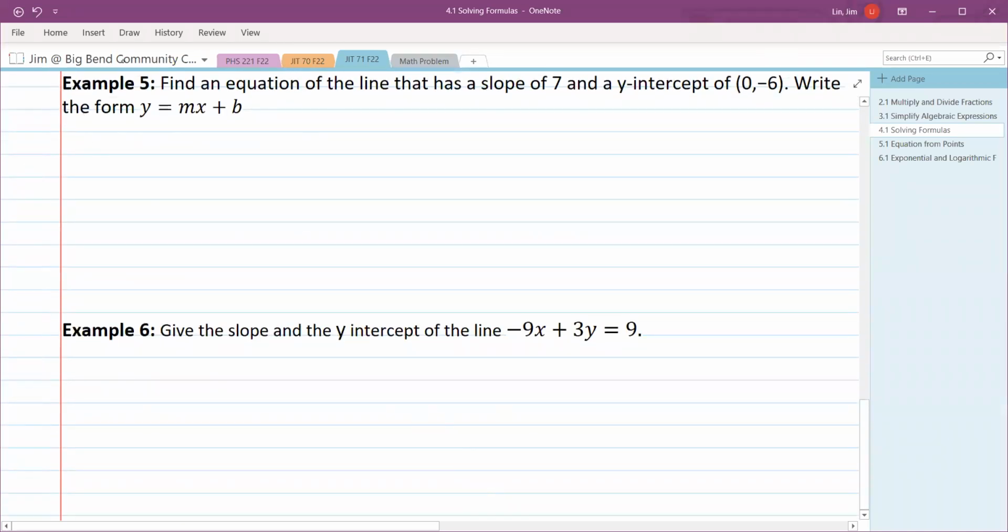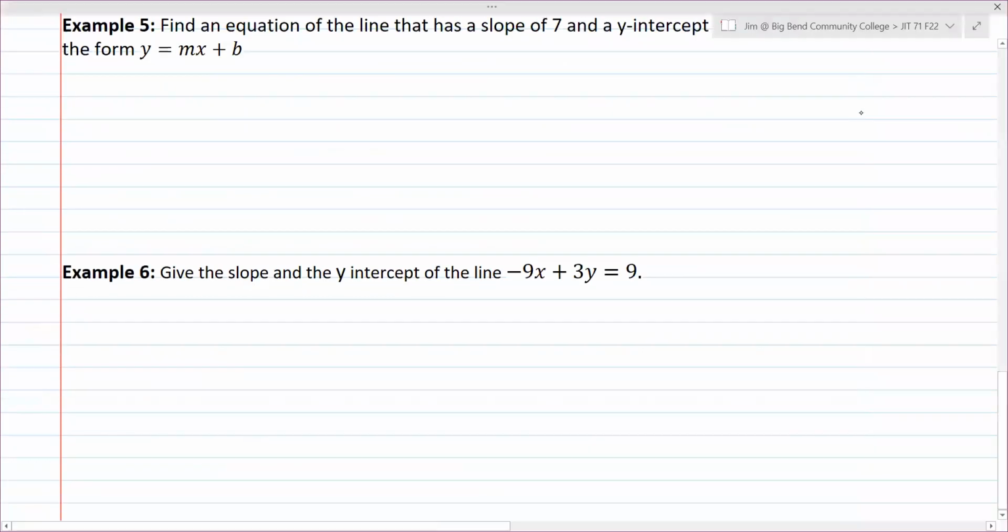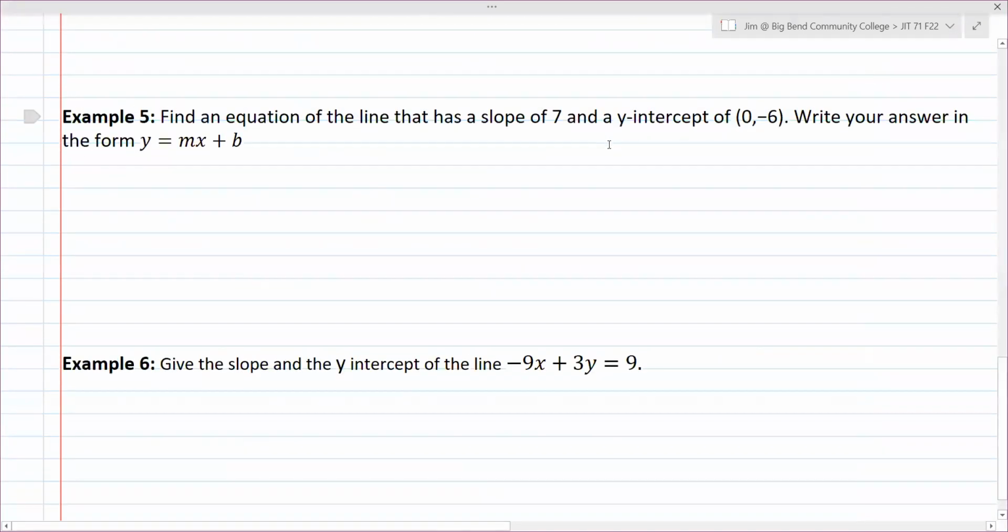All right, example number 5. Find an equation of the line that has a slope of 7 and a y-intercept of (0, -6). Okay, so let's take a look. We have the standard form of the equation of the line given. Sometimes you have that given in a certain problem, which is nice. All right, so let's see. We can list the information. m equals 7, and then b will be -6, which is exactly the value right there.